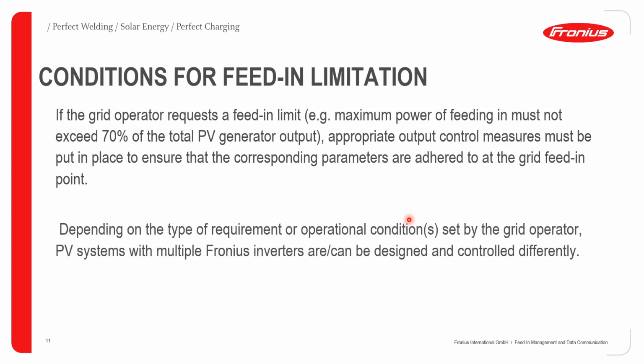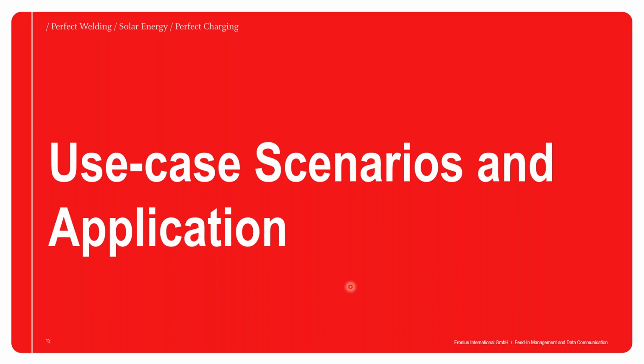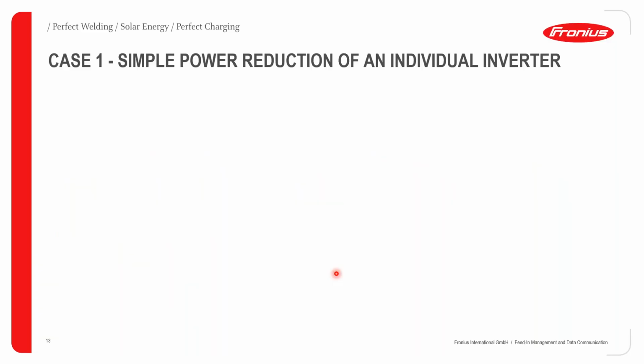So, depending on the type of requirement or operational conditions set by the grid operator, PV systems with multiple Fronius inverters can be designed and controlled differently. So we shall be taking a look at these when we are handling the use case scenarios. So let's now look at the use case scenarios of feed-in limitation and the application. We're going to take it case by case.